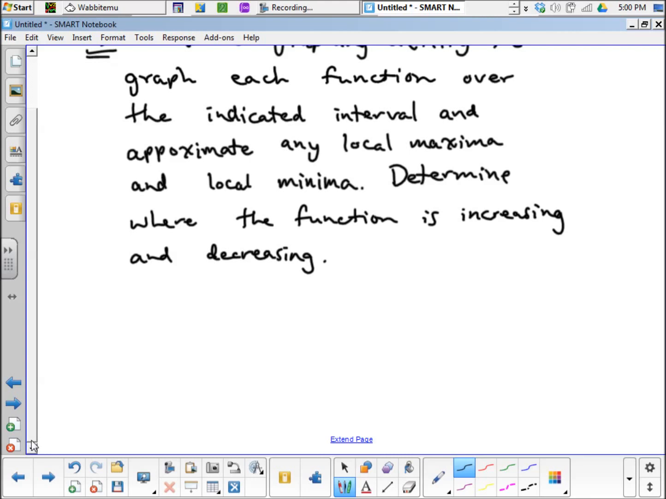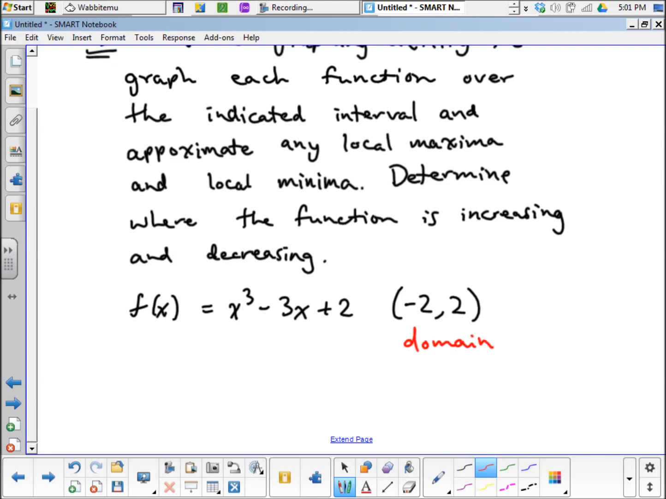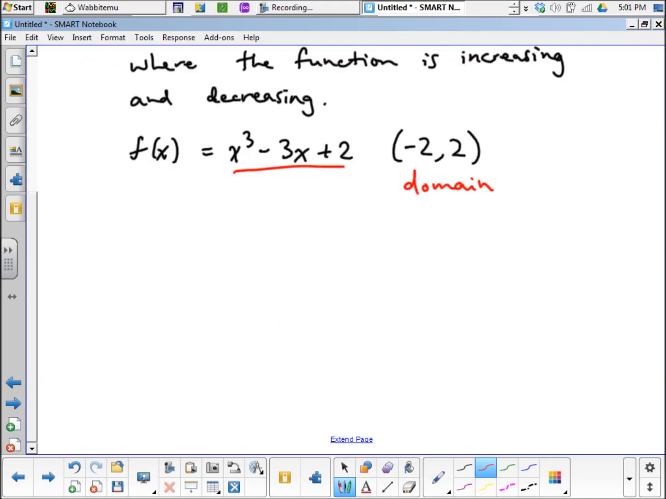Alright, so the example I chose is this one. f of x equals x to the third minus 3x plus 2, and the indicated interval is (-2, 2). Okay, so what does that mean? This is your domain. We're giving you a domain. And this is actually the function they gave you on the left, right? So you're going to turn on your graphing calculator and type this in as y1.